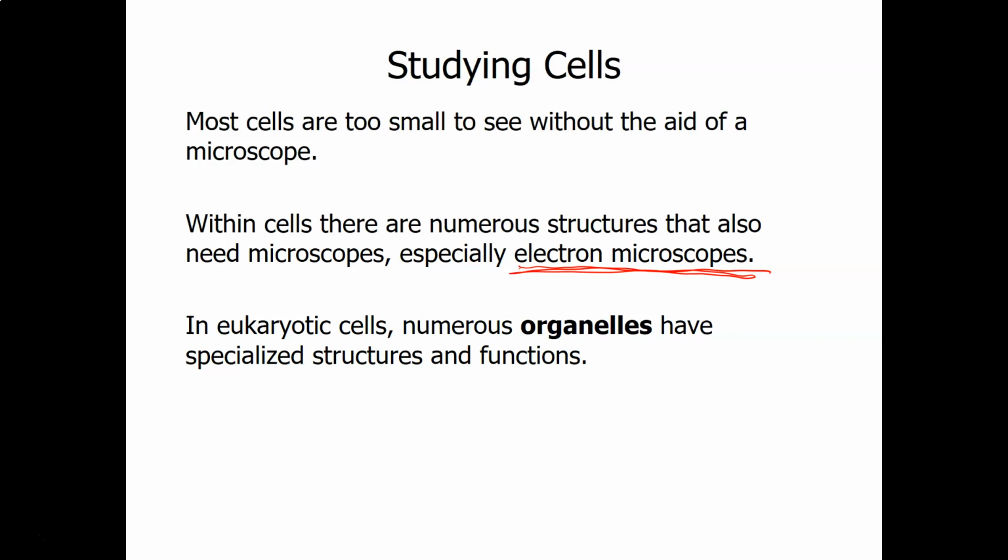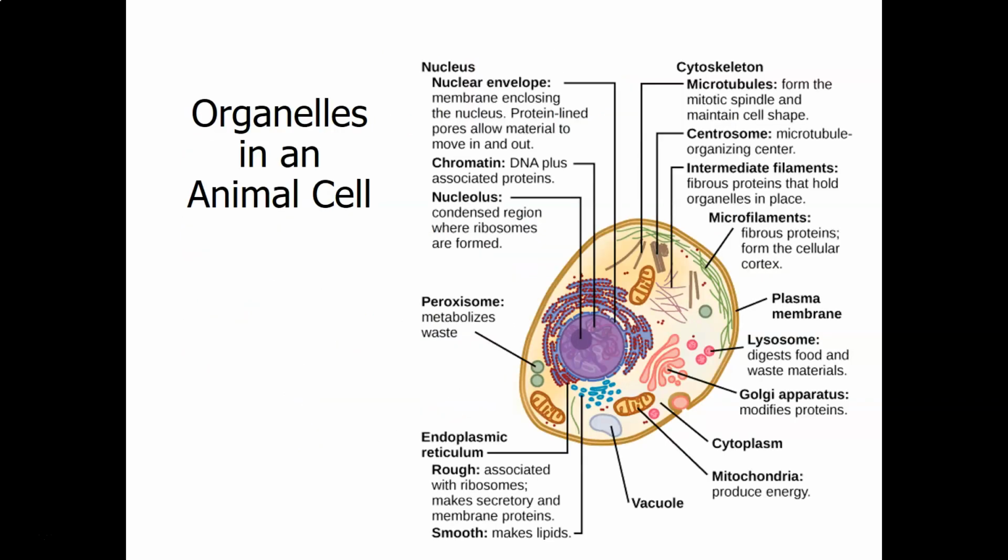In eukaryotic cells, the numerous organelles, which means little organs, have specialized structures and functions, and you can only see those organelles with an electron microscope. And let me remind you, a eukaryotic cell means that it has a true nucleus and membrane-bound organelles. And part of what we do in this chapter is we learn about those organelles. We learn their names and we learn their functions and a little bit about their structure.